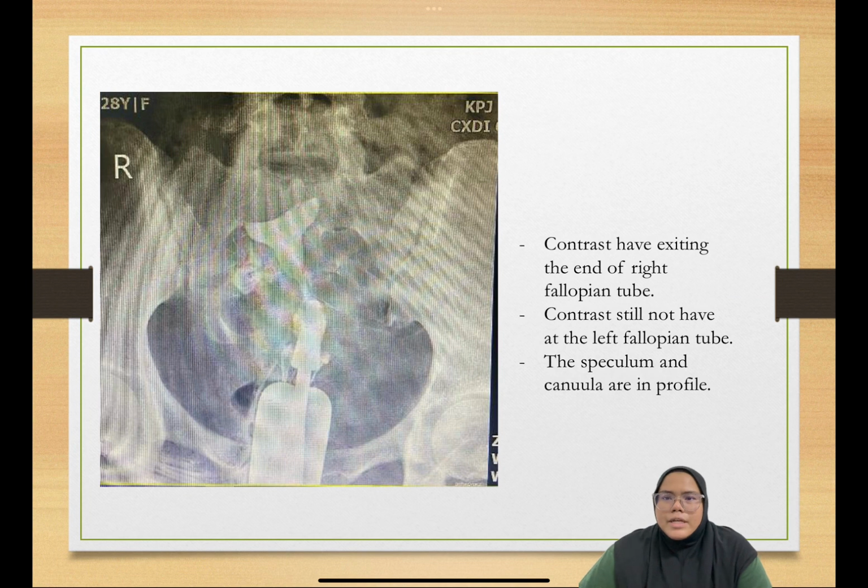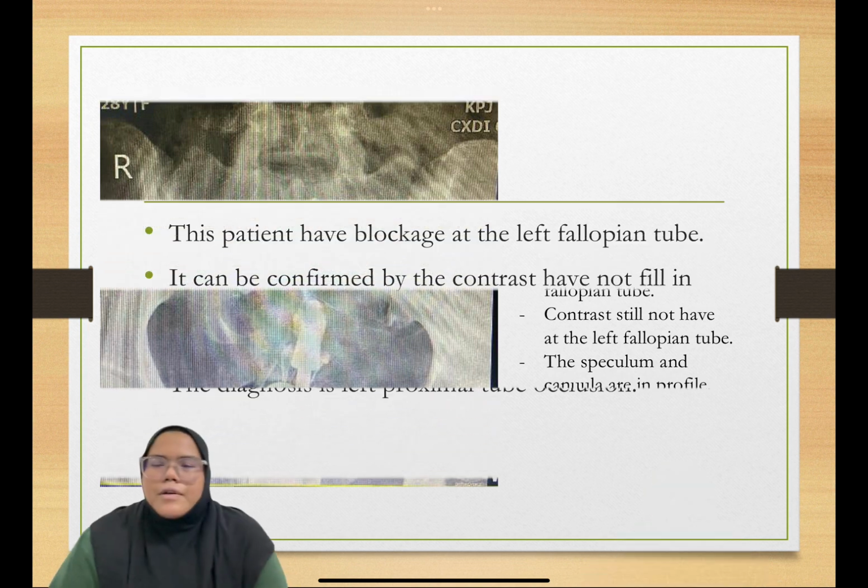In the last image, we can see that the contrast at the right side of the fallopian tube has exited at the distal end of the fallopian tube, but on the left side there is no contrast filling the fallopian tube.